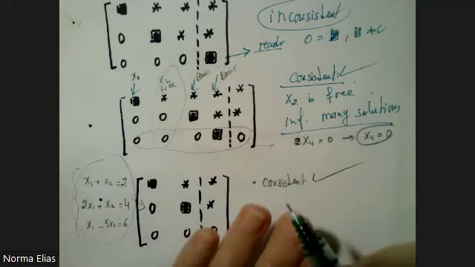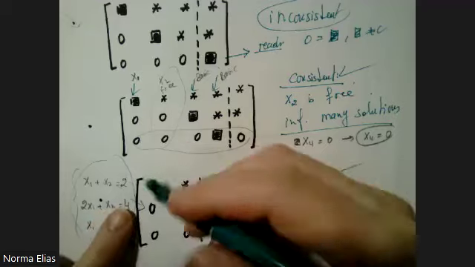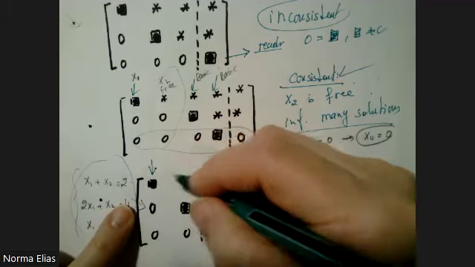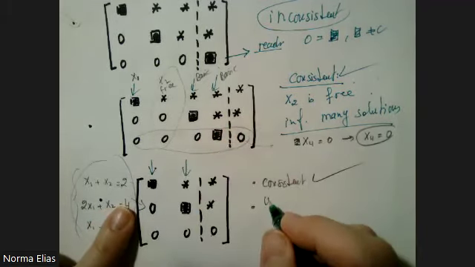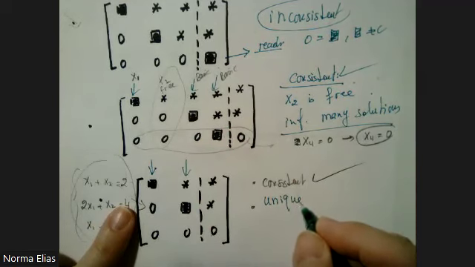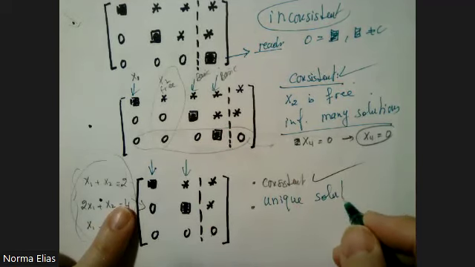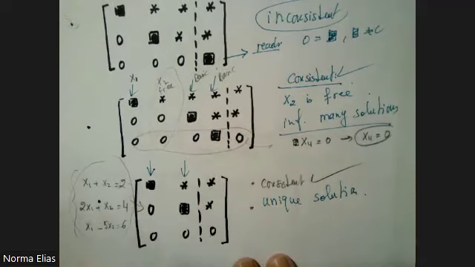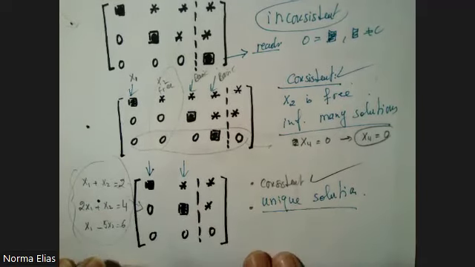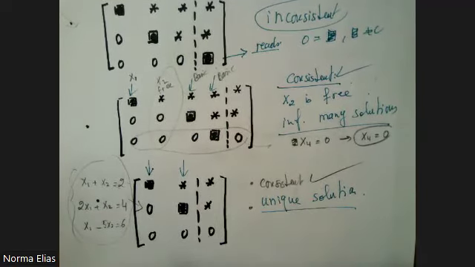And now once I guarantee the consistency, I look for free variables. This is basic, and definitely I have a unique solution. Okay, so that's when we have uniqueness, because there is no free variable and it's consistent.